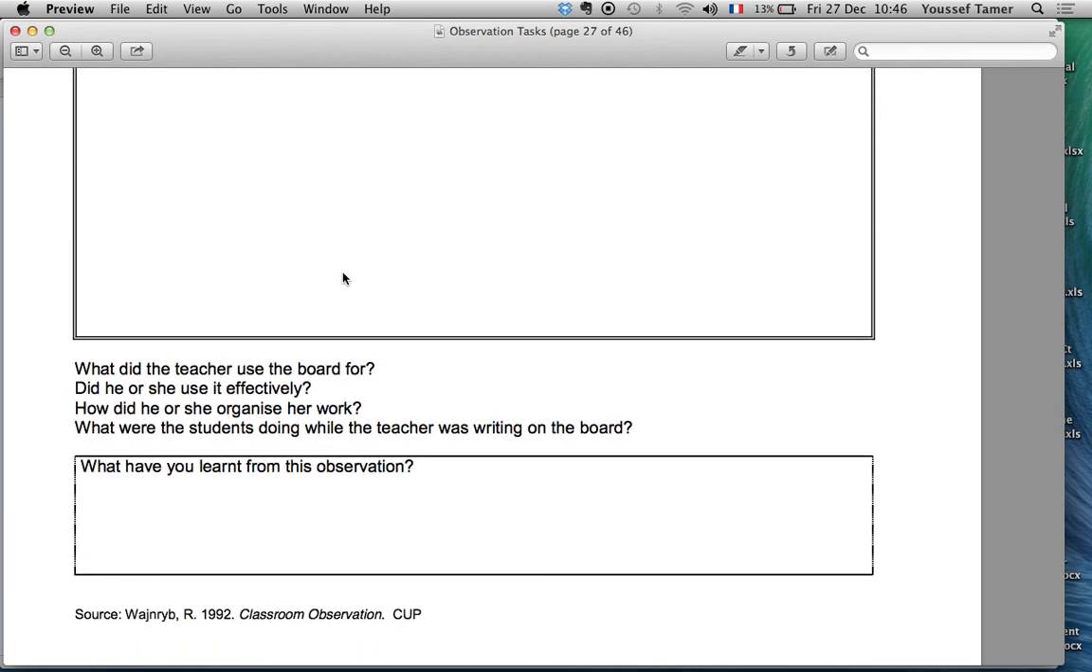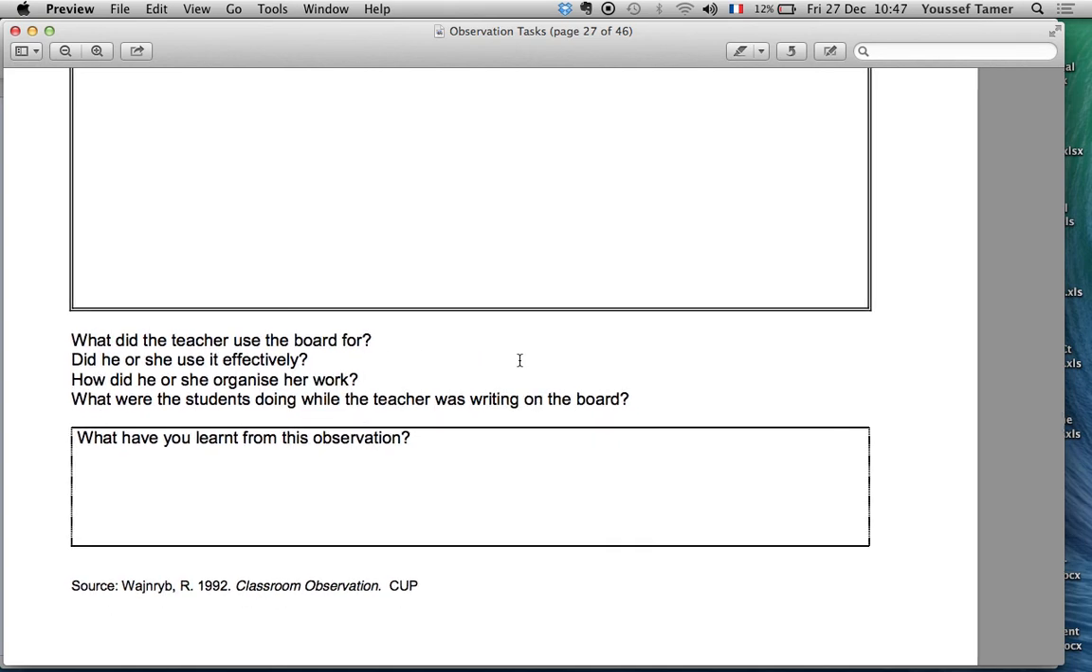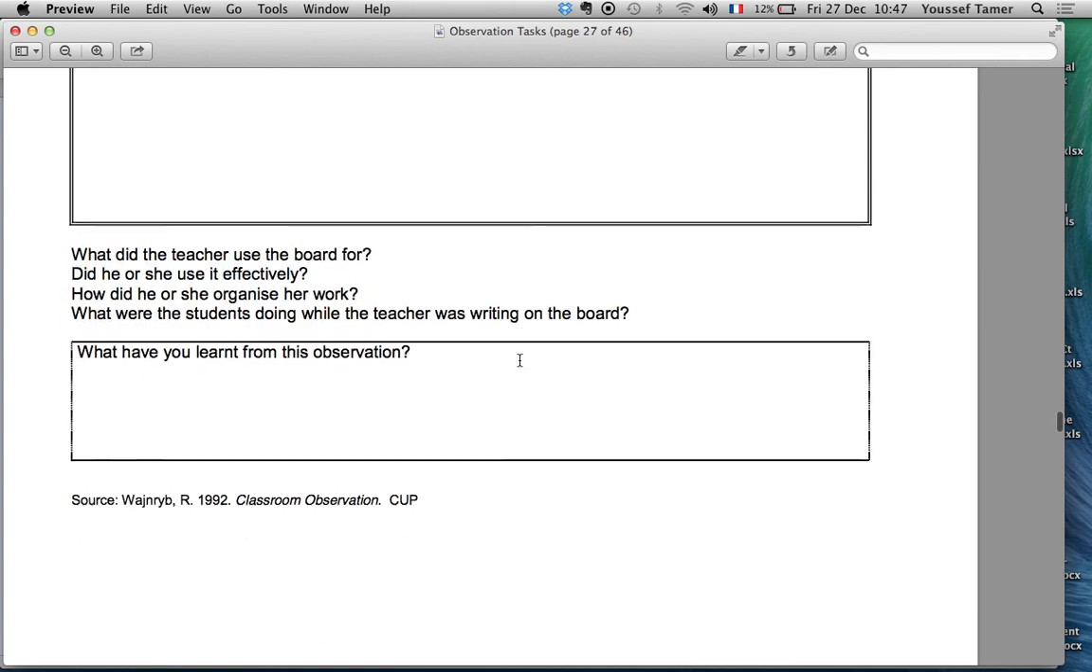Questions that you can ask in order to help yourselves reflect and think about this, and to discuss with your mentor, are: what did the teacher use the board for? Did he or she use it effectively? How did he or she organize the work? And what were the students doing while the teacher was writing on the board? Very important. Okay.